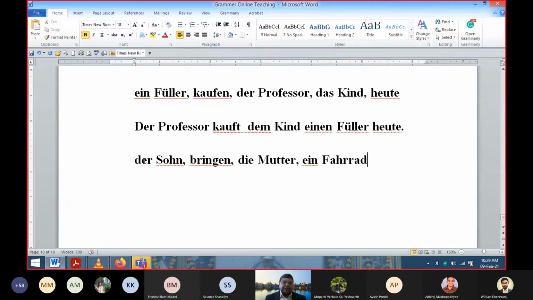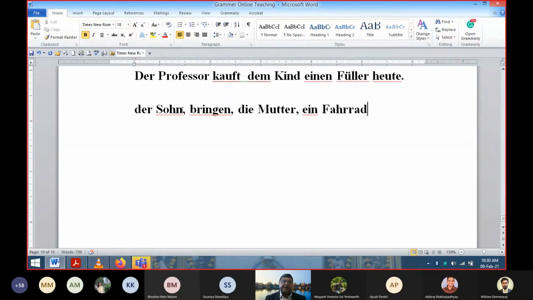Now you see: der Sohn, bringen, die Mutter, ein Fahrrad. What is the meaning? Sohn means son, S-O-N. Bringen means to bring. Die Mutter, the mother. Ein Fahrrad. What is the meaning of Fahrrad? Bicycle.